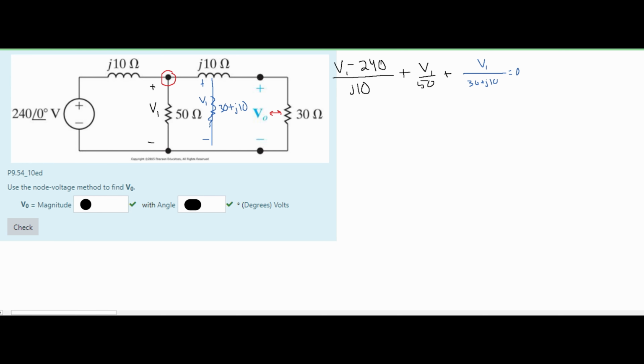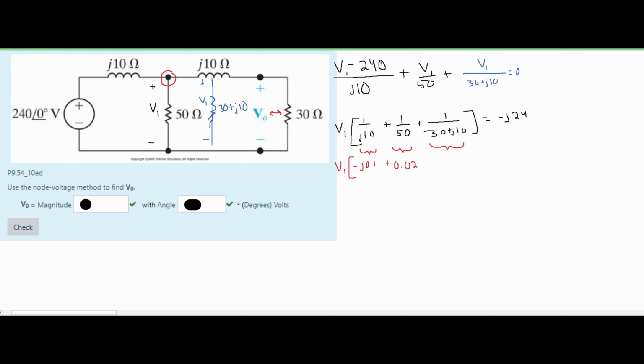Now we need to solve for this. I'm going to combine all of our V1s and then move this constant over to the right side. And this is going to be our new equation. So from here, I'm going to divide these out and then move the J on top. However, for this last part, it's going to be a little bit different.